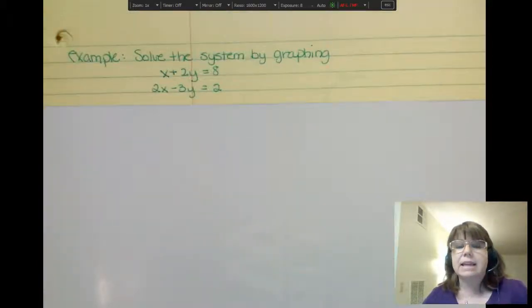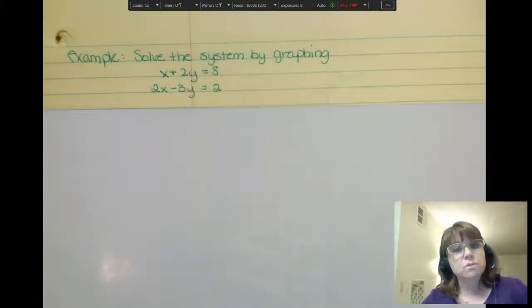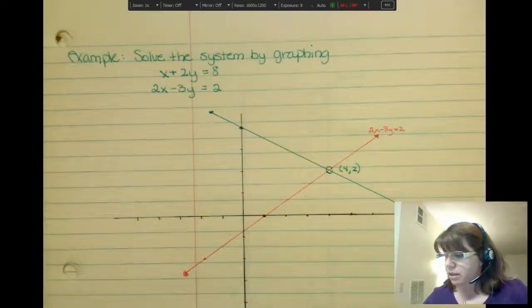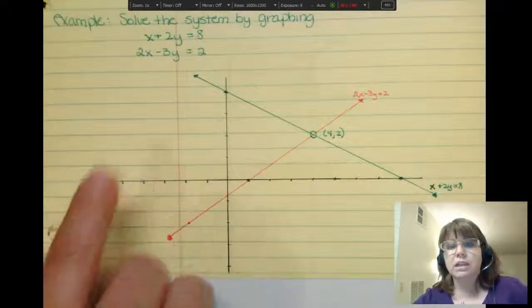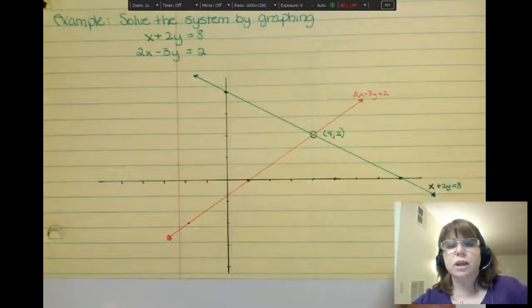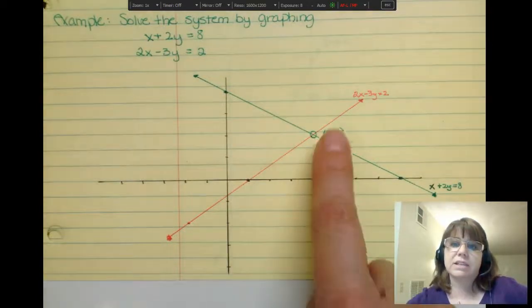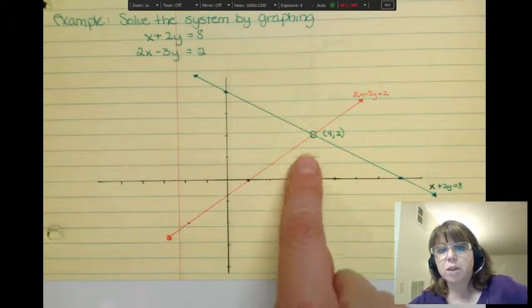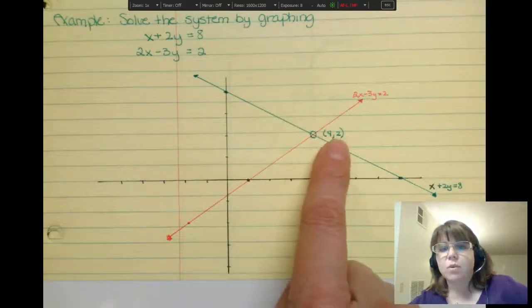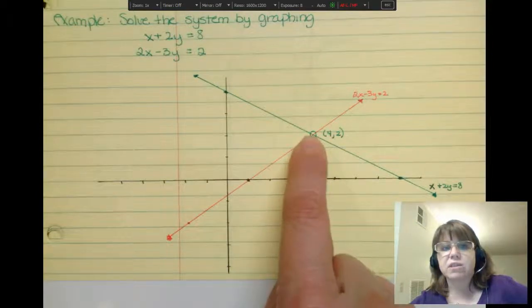Okay, let's see another system. We have x plus 2y equals 8, and 2x minus 3y equals 2. Again, I'm going to just choose some points and plot each line individually. And I have plotted those. My green line is x plus 2y equals 8. My red line is 2x minus 3y equals 2. And if I was very careful with my plotting, I can see that (4, 2) is my point of intersection.